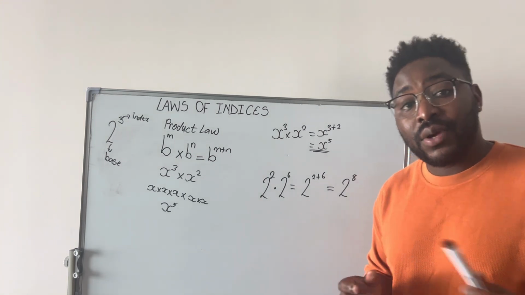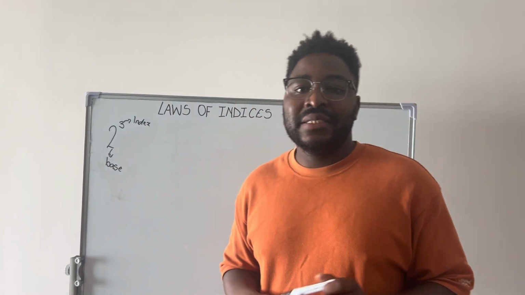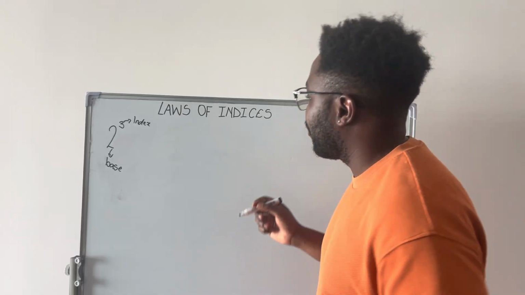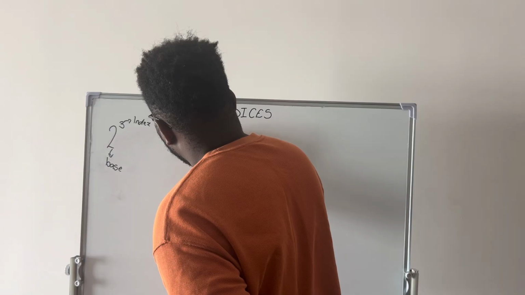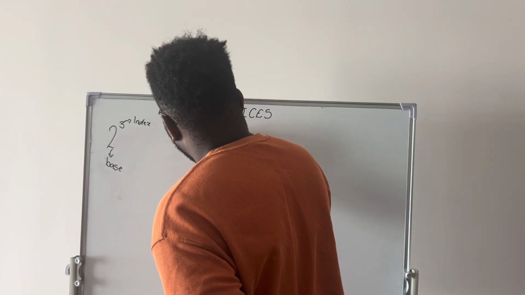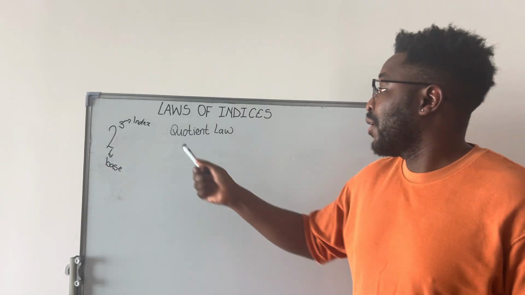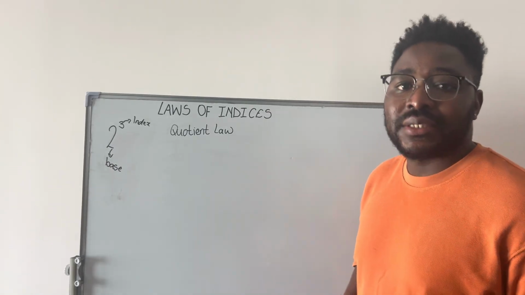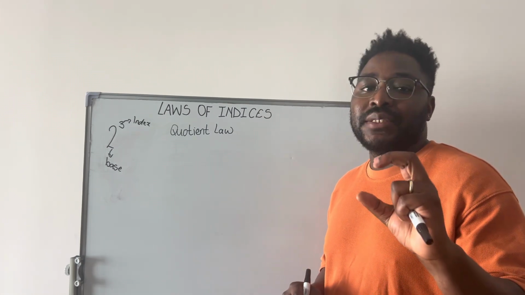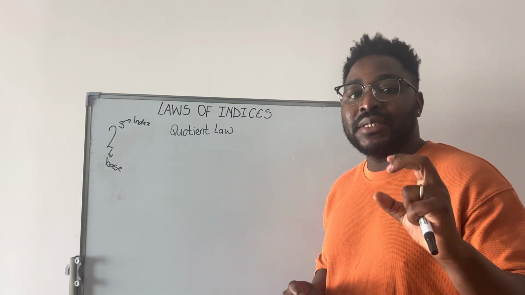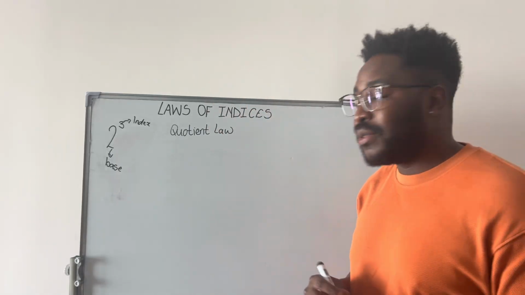Now let's look at our second law of indices. Our second law of indices is the quotient law. This law states that when you are dividing an expression with the same base, you have to keep the base and subtract their indices. Let's put that into practice.